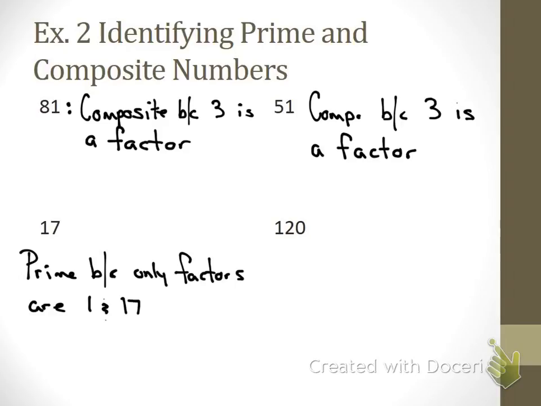What about 120? Oh, it is so composite. There are so many factors. 5, 2, 4, 10, 20. Oh, goodness. 6. All right. Any of those would be acceptable answers. Just give me one. One other factor makes it composite.